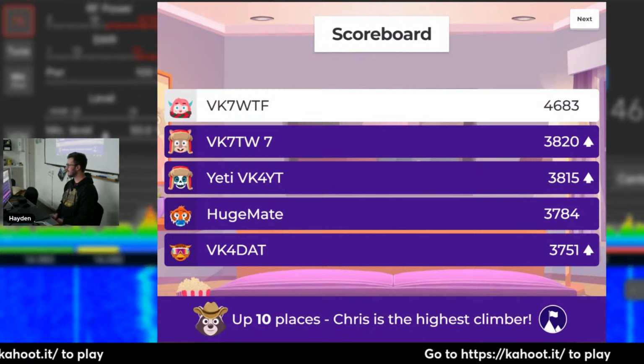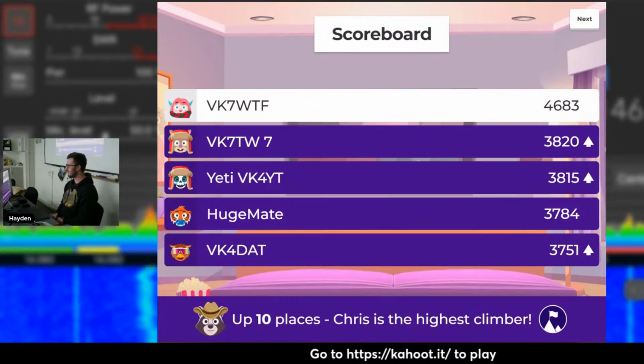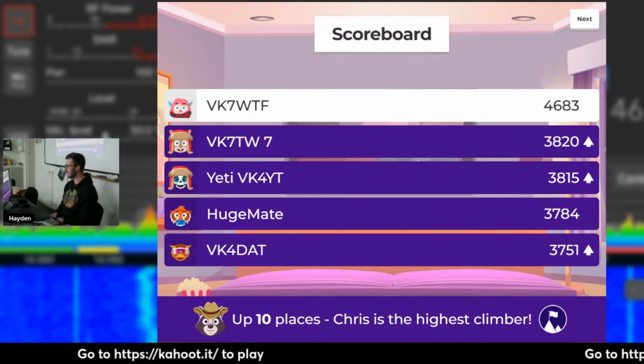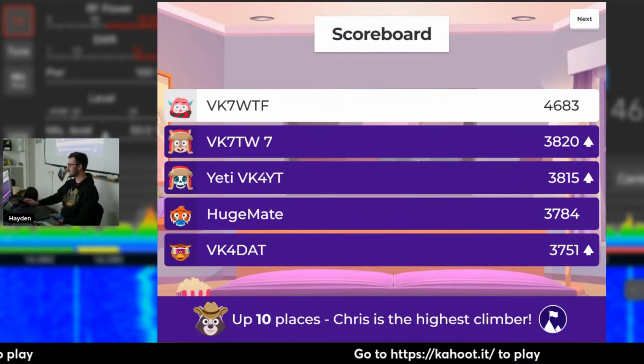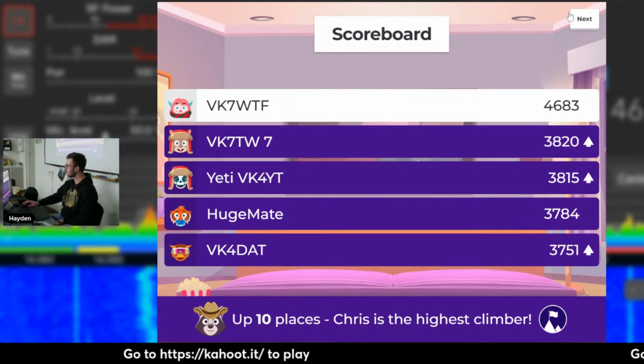Sean up into first place, still there. VK7TW7 in second place. Yeti VK4YT in third, also wearing the TW hat with the skeleton. Huge Mate in fourth, and VK4DAT. Chris is up the highest climb, up 10 places.